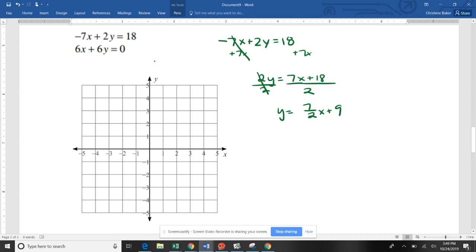I'm going to just do the best that I can. 6 would be here, 7 would be here, 8 would be here, 9 would be here. So 7/2 means I'm going up 7 to the right 2, but I'm already way off the graph. So instead, I'm going to go down 7 and I'm going to go left 2. So 1, 2, 3, 4, 5, 6, 7, left 2.